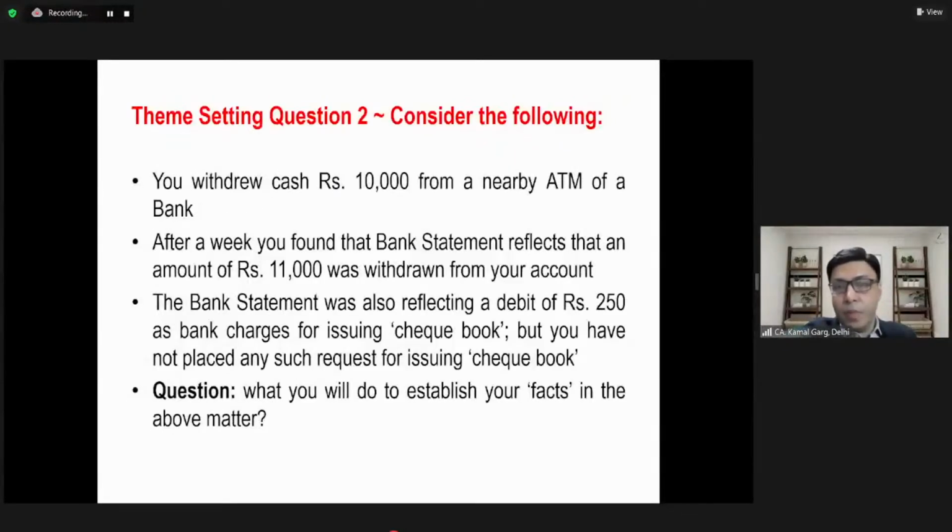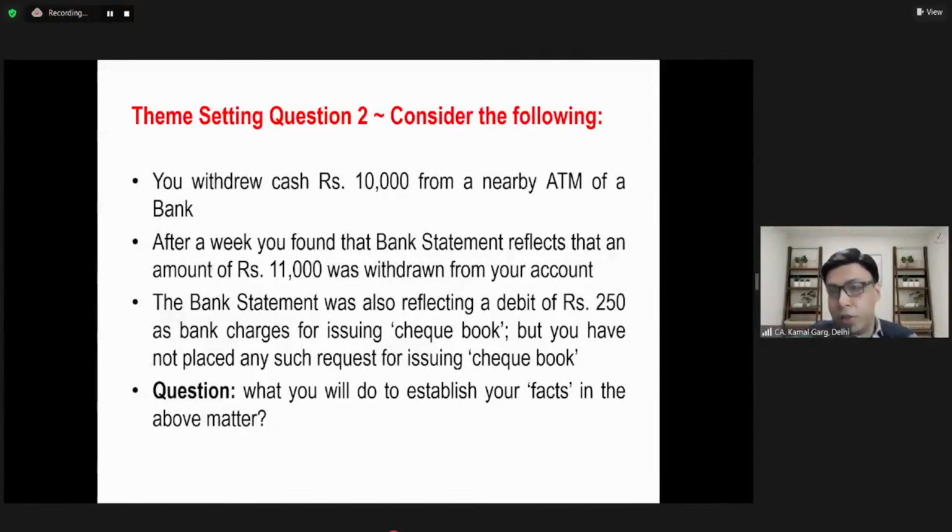Now let us have theme setting question number second. Consider the situation. You withdrew cash rupees 10,000 from a nearby ATM of a bank. So now let us go into a bit of accountancy jargon. After a week, you found that the bank statement reflects that an amount of rupees 11,000 was withdrawn from your account. The bank statement also reflected a debit of rupees 250 as bank charges for issuing a checkbook. But you have not placed any such request for issuing a checkbook.